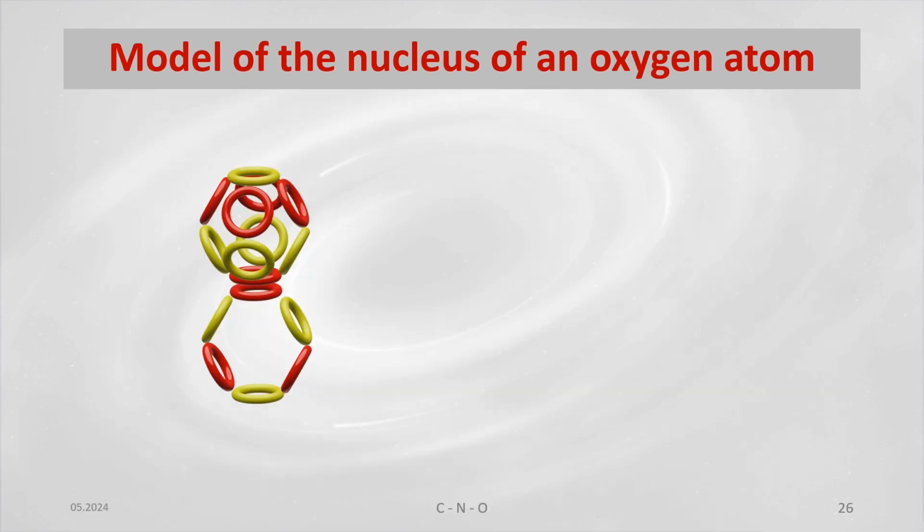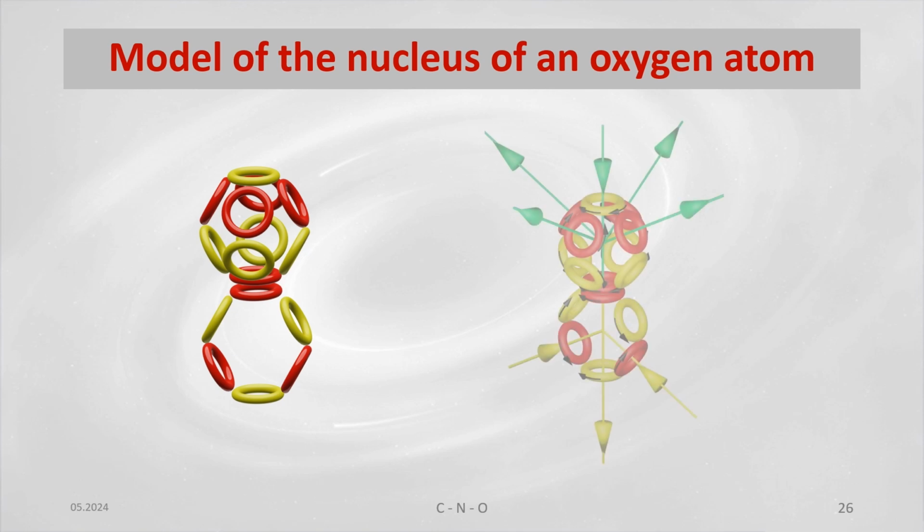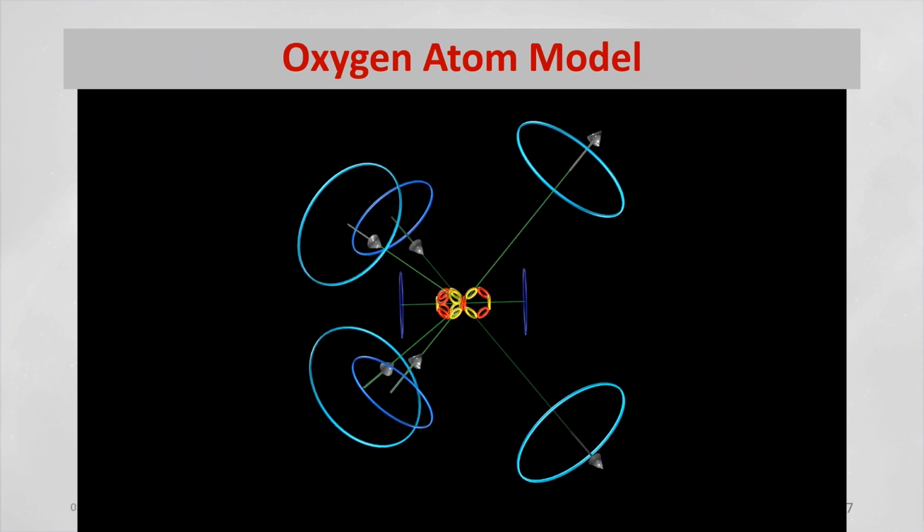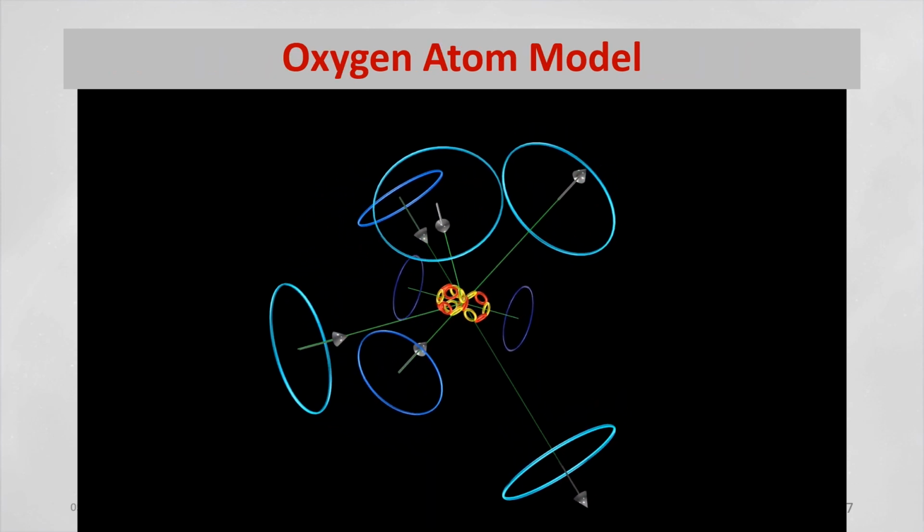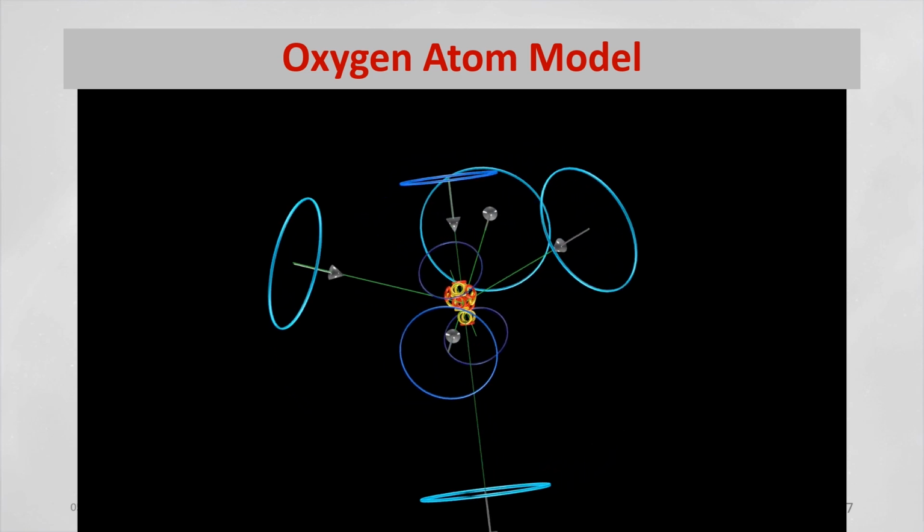The model of the nucleus of an oxygen atom according to the ring theory consists of 2 globules. 2 bonding electrons are bonded to one globule through protons, and 4 bonding electrons are bonded to the other globule through protons. In one globule, the magnetic moment vectors of the protons point outwards from the globule, and in the other globule, the vectors of magnetic moments of the protons point inwards from the globule. An example of a model of an oxygen atom with its vectors of magnetic moments of bonding electrons.